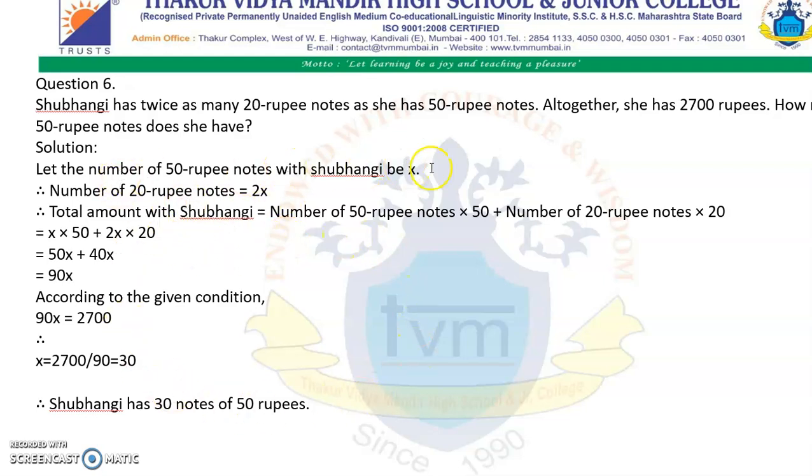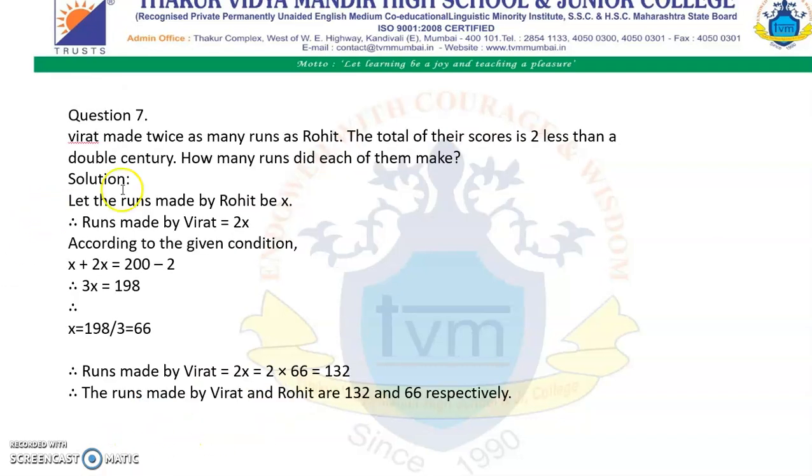Let the number of 50 rupee notes be assumed as x. 20 rupee notes are double of that, so it will become 2x. The total amount Shuvangi has is equal to the value of the 50 rupee notes plus the value of the 20 rupee notes. We get 50x plus 40x equal to 90x. Total is equal to 2,700. x equal to 2,700 upon 90. We get 30. So Shuvangi has 30 notes of 50 rupees.